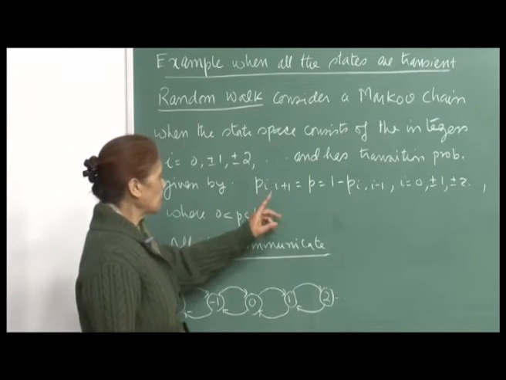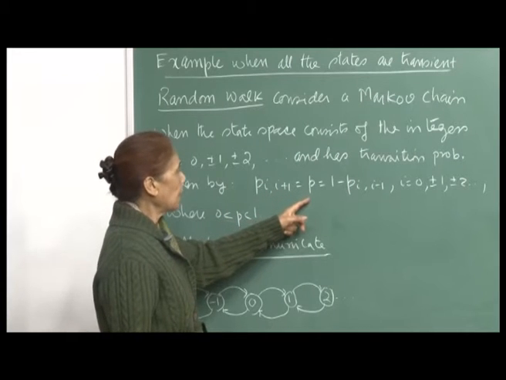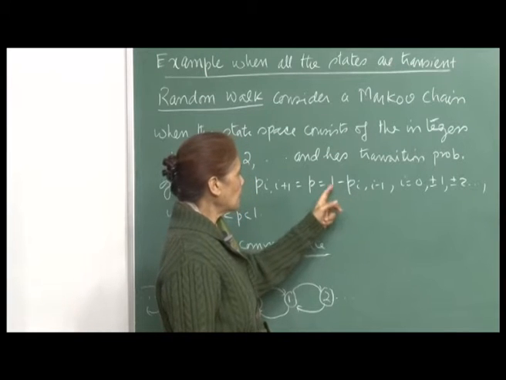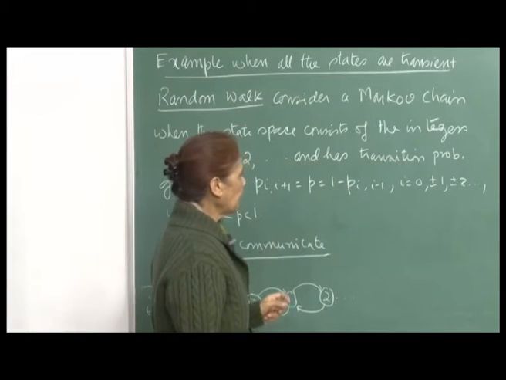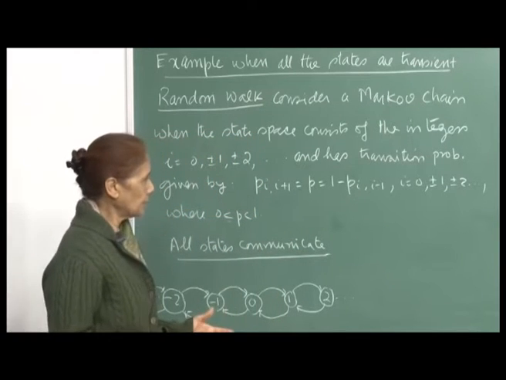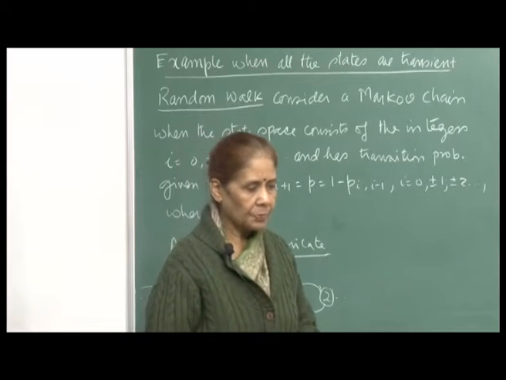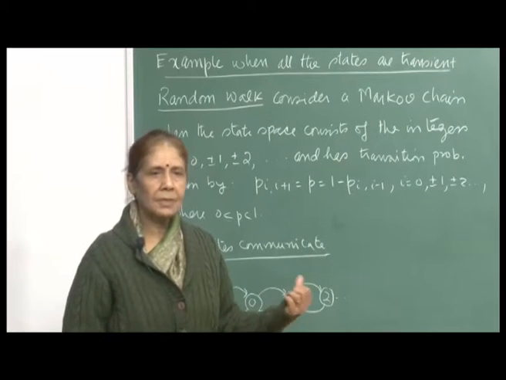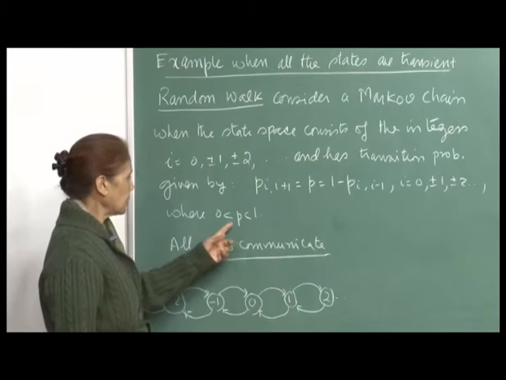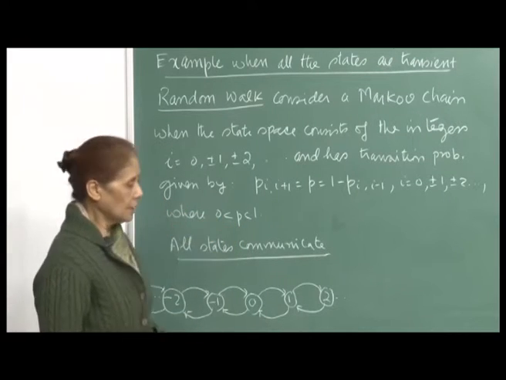If you go forward, that means if you transition from state i to i plus 1, the probability is p, and if you transition from i to i minus 1, that means you go backwards, the probability is 1 minus p. And this is for i varying over 0, plus or minus 1, and so on. So, the probability remains the same. Essentially, going forward the probability is p, and going backwards the probability is 1 minus p, for any p between 0 and 1. So, for different values of p, you will get different random walks.